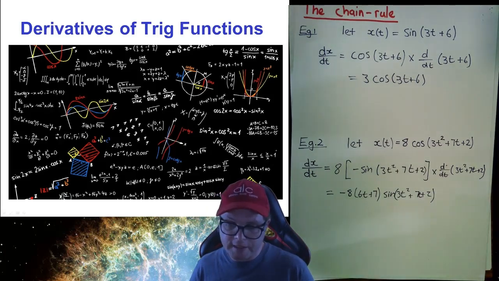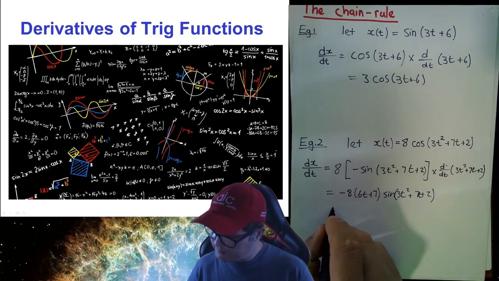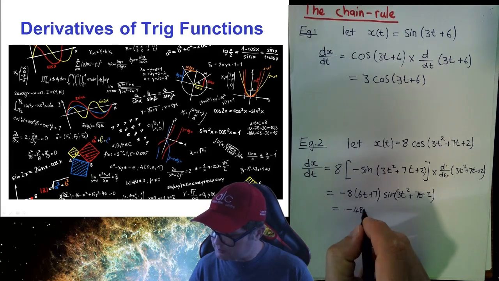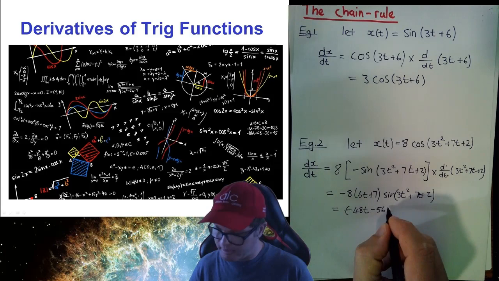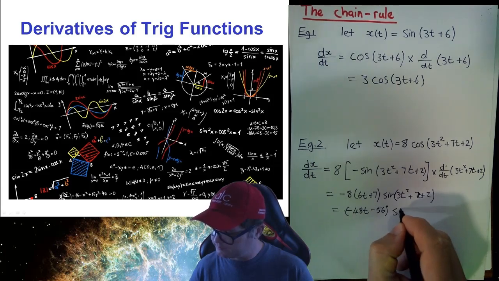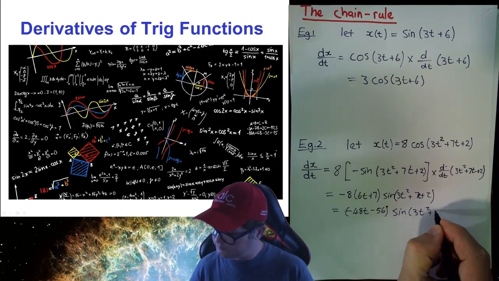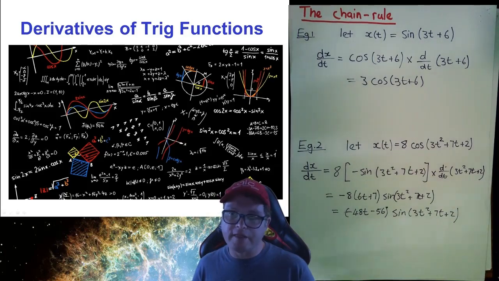As shown, the final step is just to simplify. This will be equal to minus 48, and then this is our solution.